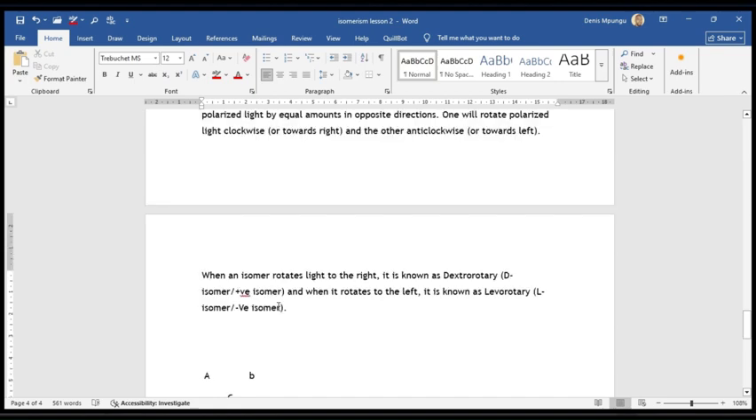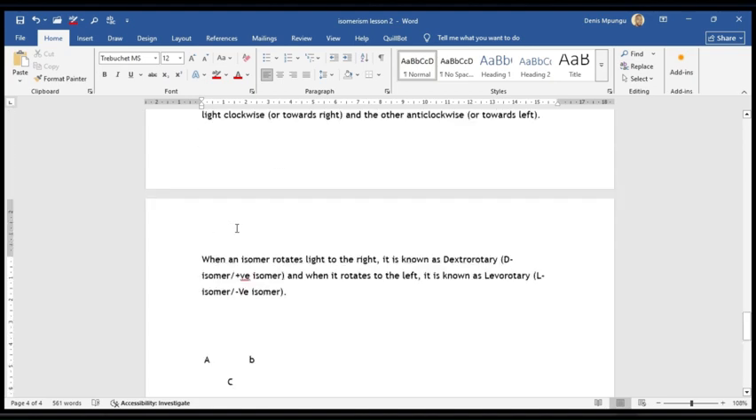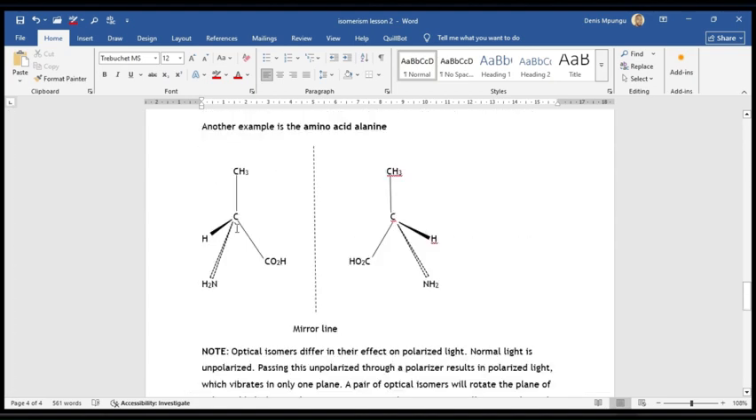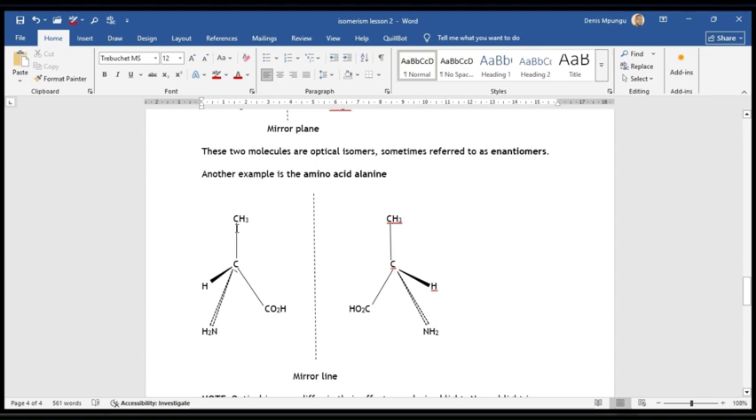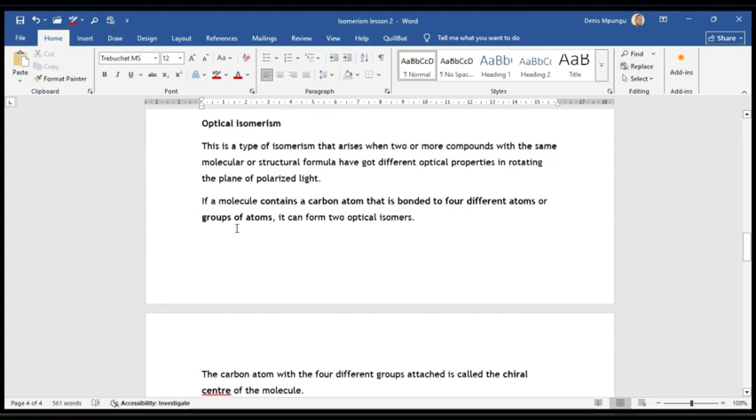Now this central atom is called the chiral atom, C-H-I-R-A-L, chiral. Then the compounds which are showing optical isomerism, we can call them optical isomers, or they are called enantiomers.